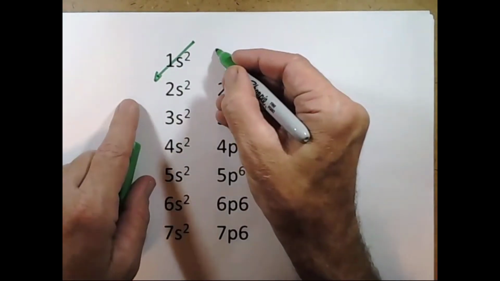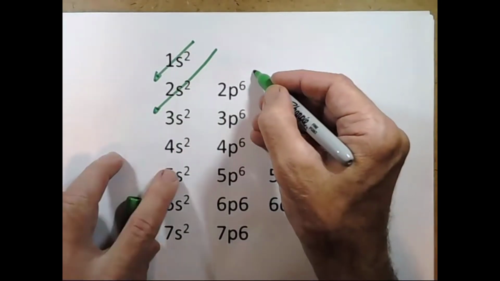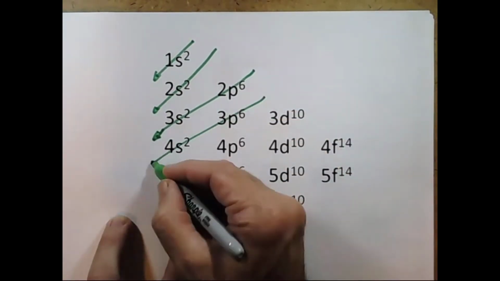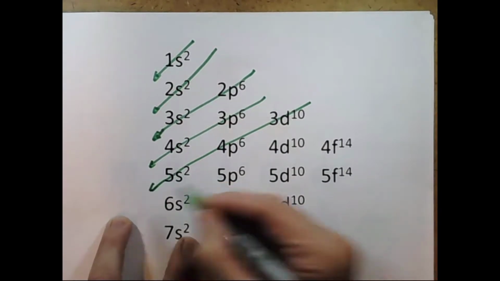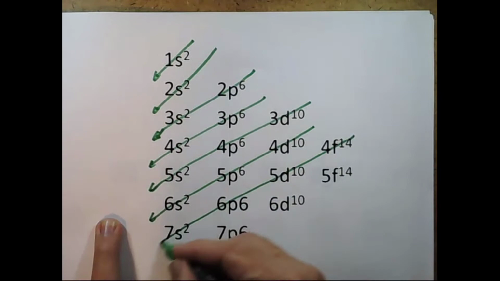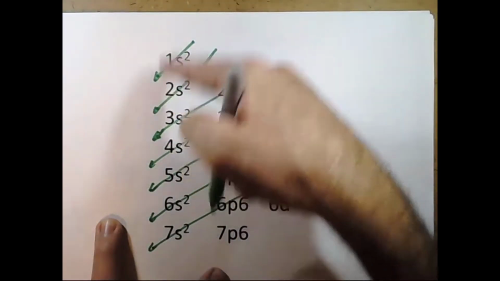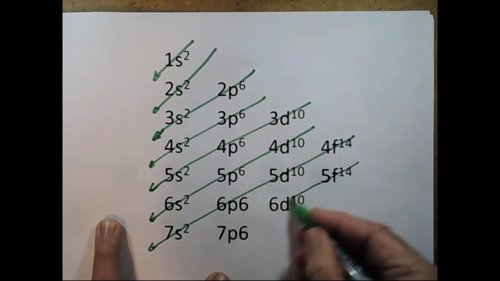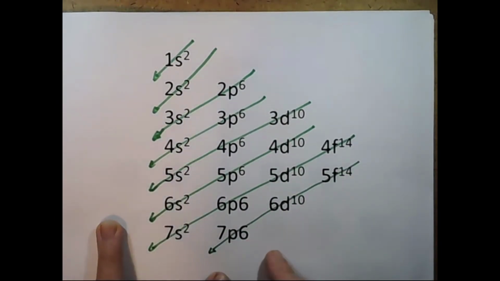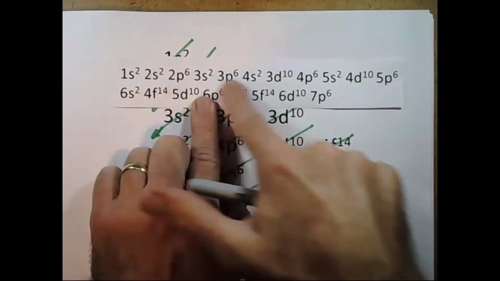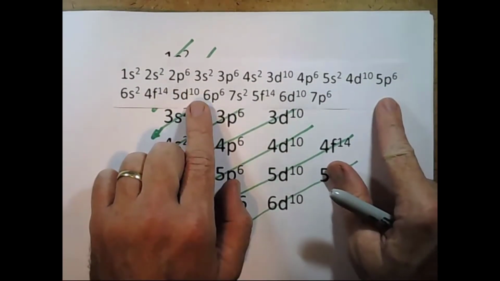If we draw diagonal lines through this diagram, well, that wasn't very good. You get the idea though. So we're drawing diagonal lines, and that tells us the sequence that these shells and subshells fill up in, from lowest energy up here, next lowest, next lowest, all the way to here, the highest subshell. So what we end up with is a sequence that looks like this. And this is the sequence that I started talking about earlier on in the video.